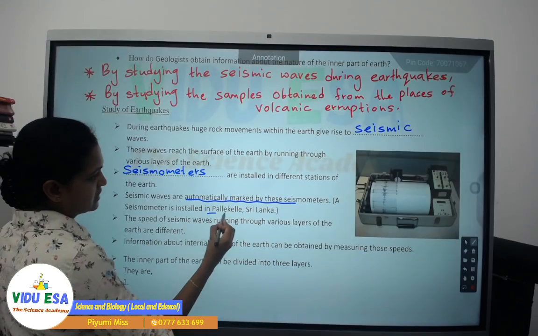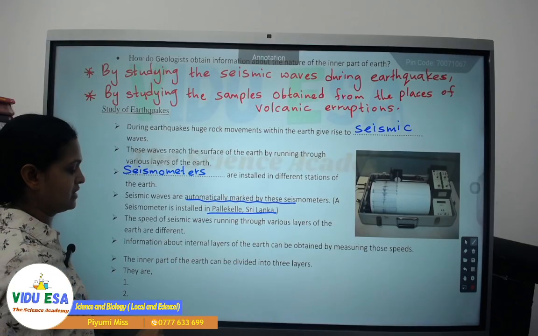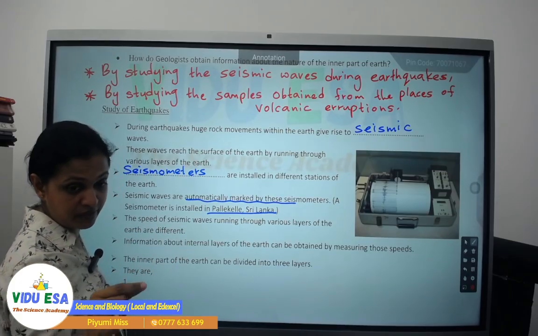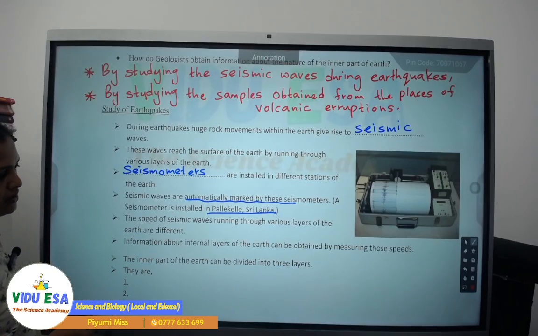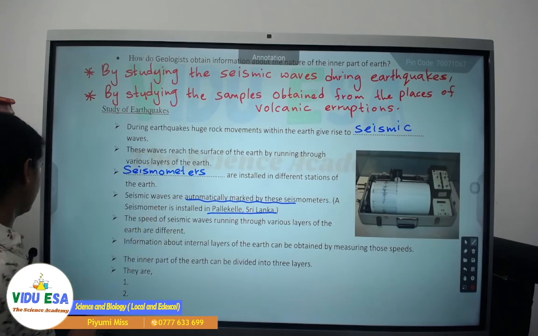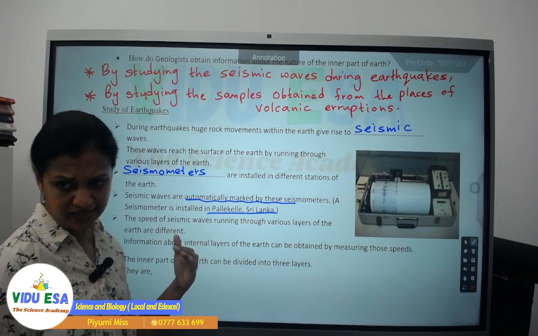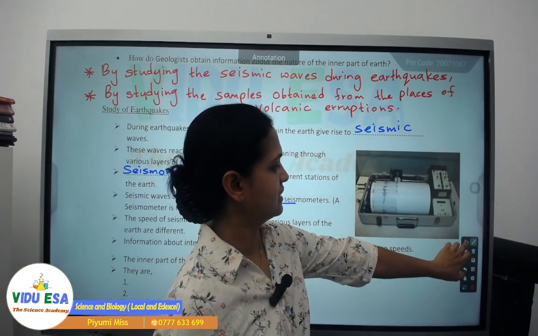So in Sri Lanka, it is located in Pallekele. The speed of seismic waves running through various layers of the earth are different because the speed of the seismic waves vary based on the layer of the earth. Information about internal layers of the earth can be obtained by measuring the speed of those different seismic waves, right? So accordingly, they have identified that there are three main layers in the earth, right? So let's see what are these layers.